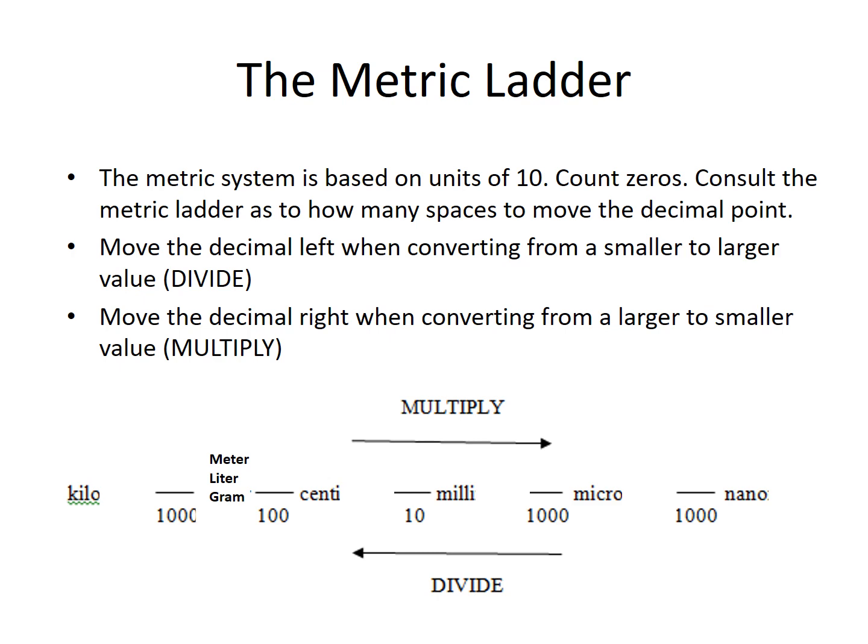If you wish to convert from meters to micrometers, you are converting from a larger unit to a smaller unit, so you multiply. The conversion factor from meters to centi is 100, from centi to milli is 10, and from milli to micro is 1,000. 100 times 10 times 1,000 equals 1,000,000. You're going down the ladder, so you multiply by 1,000,000. Let's try some examples.